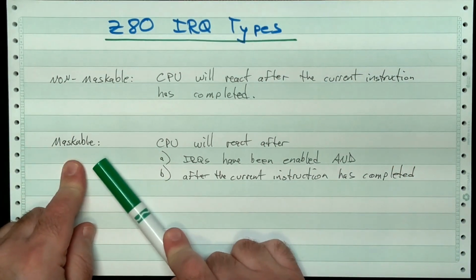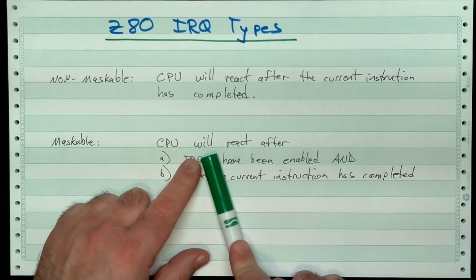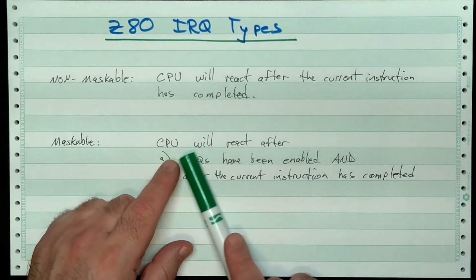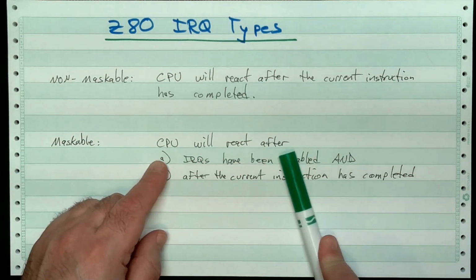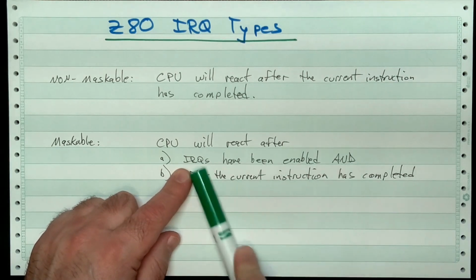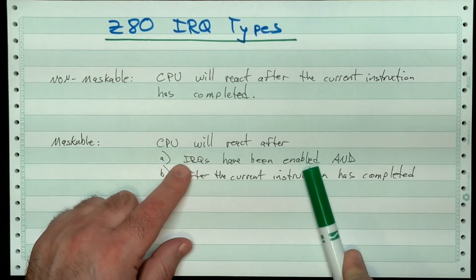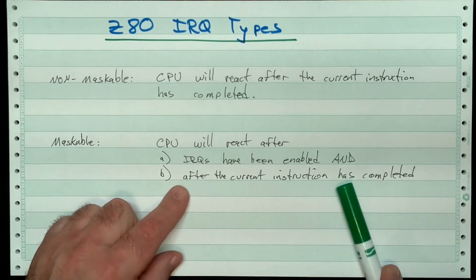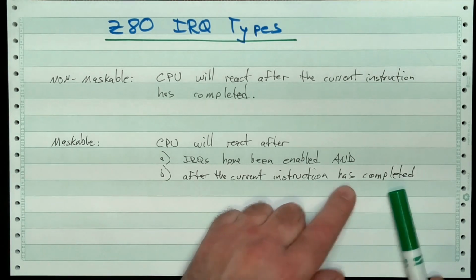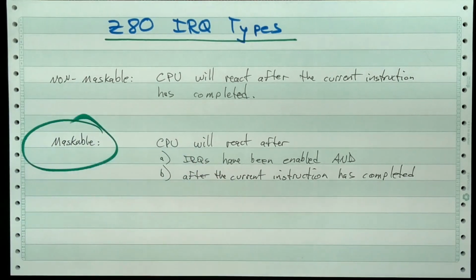The maskable interrupts are the same kind of situation. However, the CPU will only react after they have been enabled. In other words, they're not masked to be shut off, and after the current instruction has completed. These are the ones that we're going to be dealing with.